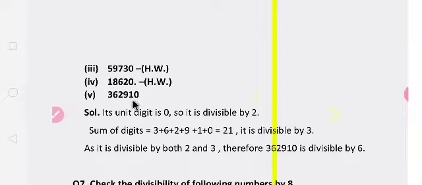3,62,910. Its unit digit is 0, so it is divisible by 2. Now sum of digits: 3 plus 6 plus 2 plus 9 plus 1 plus 0. So 6 plus 3, 9, 9 plus 2, 11, 11 plus 1, 12, 12 plus 9, 21. And we know that 21 is divisible by 3. So you can see that 3,62,910 is divisible by both 2 and 3. Therefore, it is divisible by 6 also.